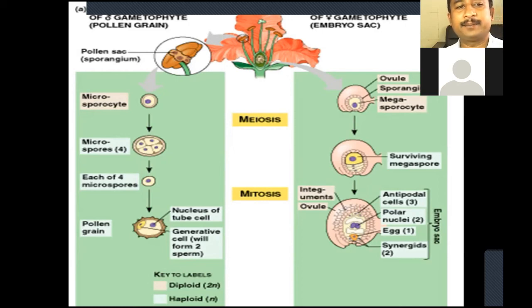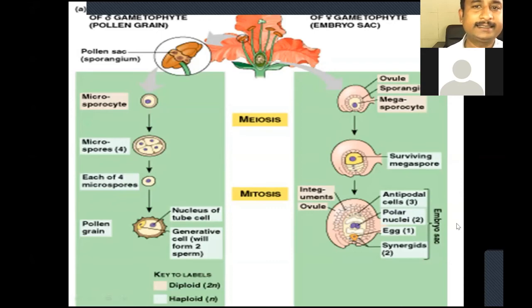For example, there is a microsporocyte, and then there are 4 microspores, and each of the 4 microspores becomes a pollen grain. Here we'll see a meiosis, and then after that we see a mitosis. This part we'll see the meiosis, and after this we'll see a mitosis.